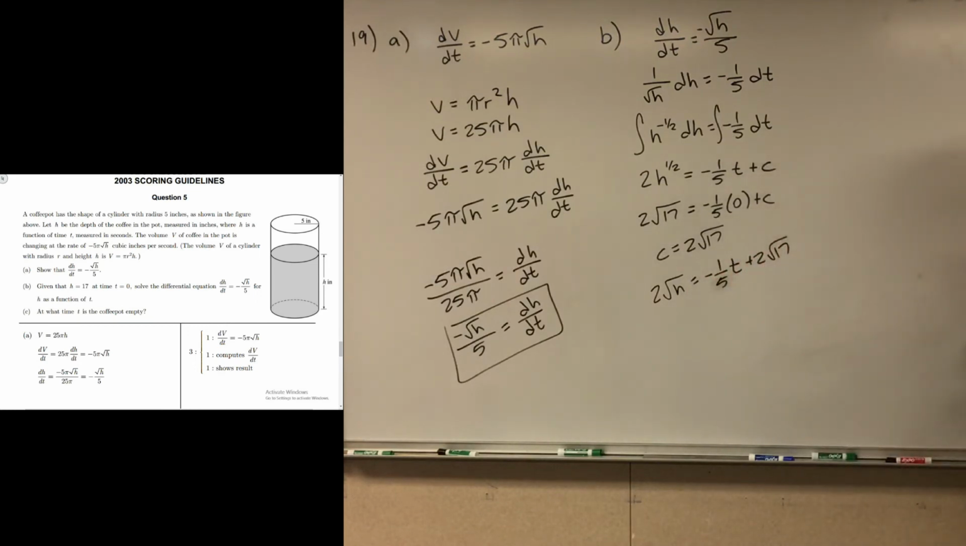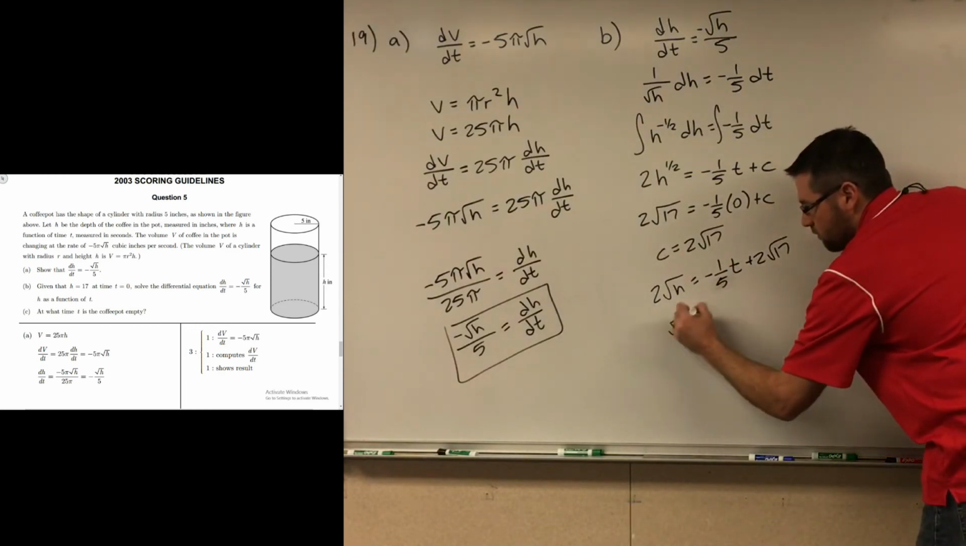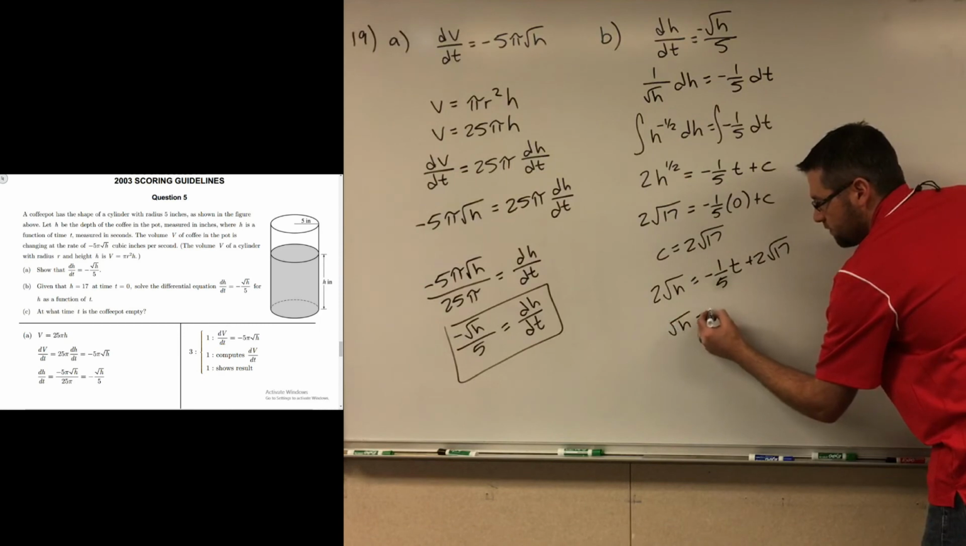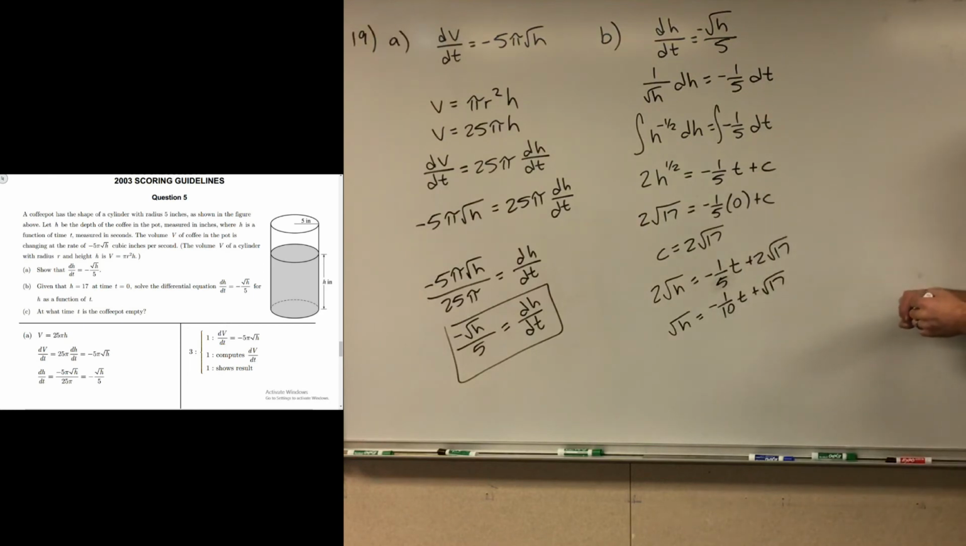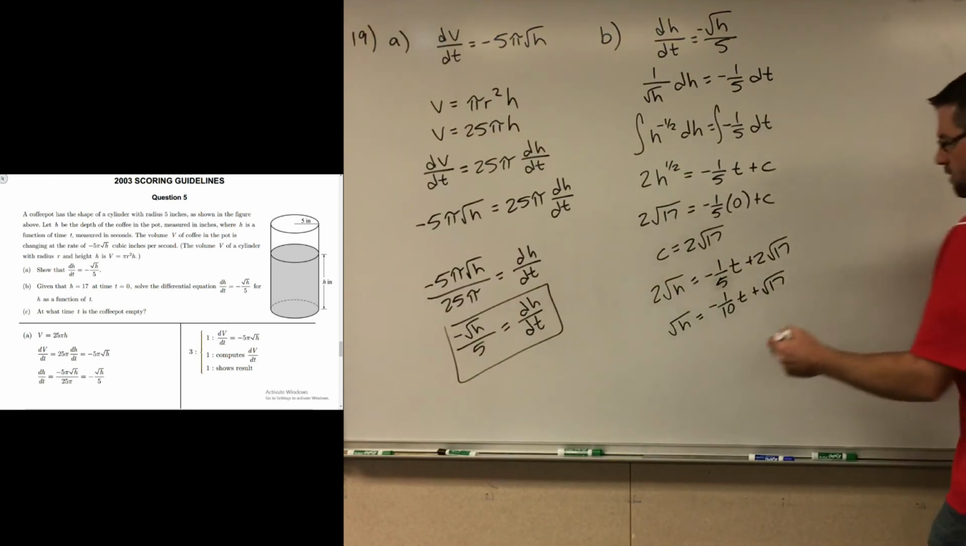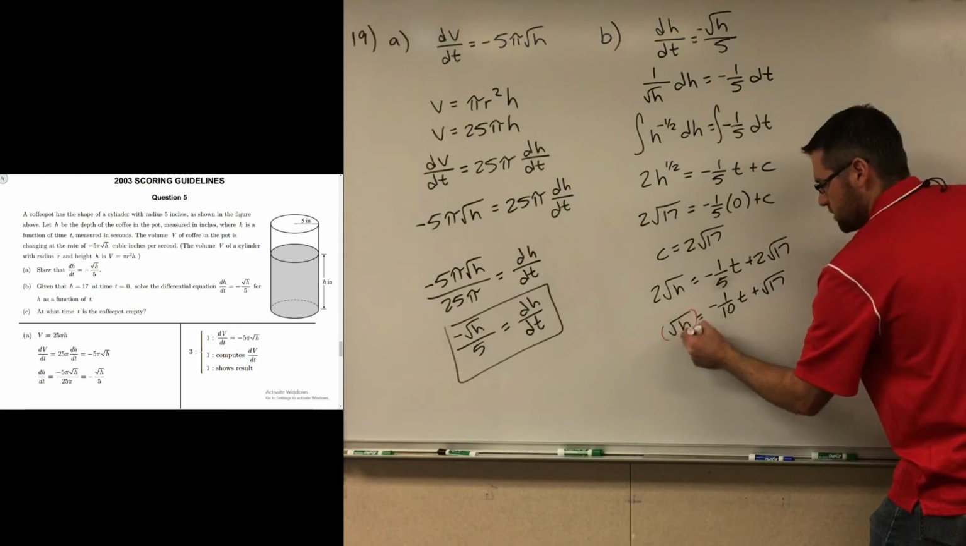Now what? Isolate h, so we're going to divide by 2. So we got rad h equals what? Negative 1/10 t plus rad 17. Now what? Square both sides.